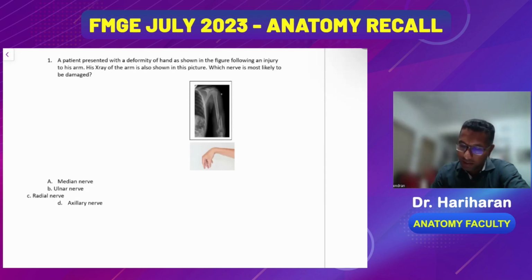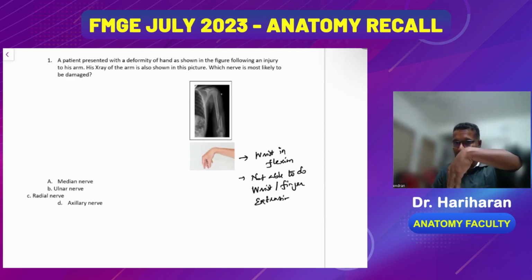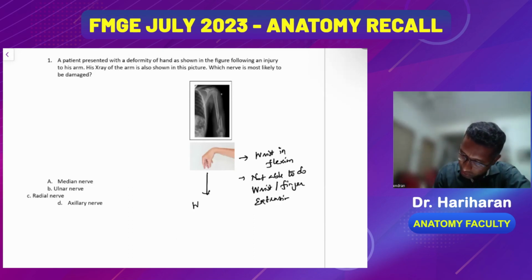If you see this picture, what is this? This is the wrist in flexion. In other words, the patient is not able to do wrist and finger extension. The wrist is in a state of flexion and the fingers are in a state of flexion. They were not able to extend it. So what is this attitude called? This attitude is called wrist drop.